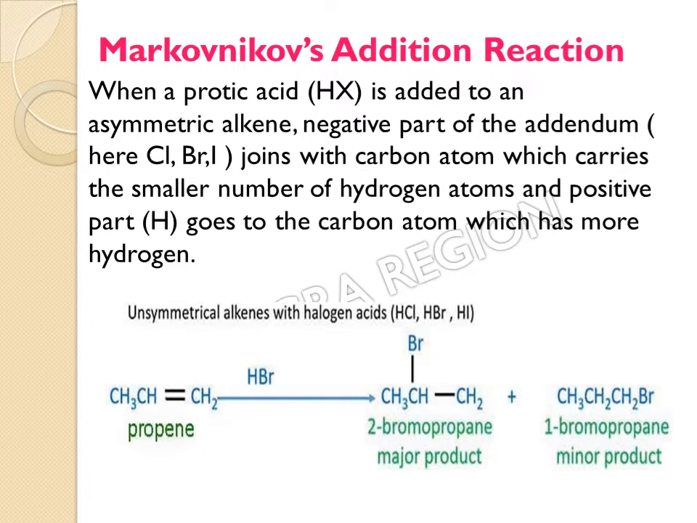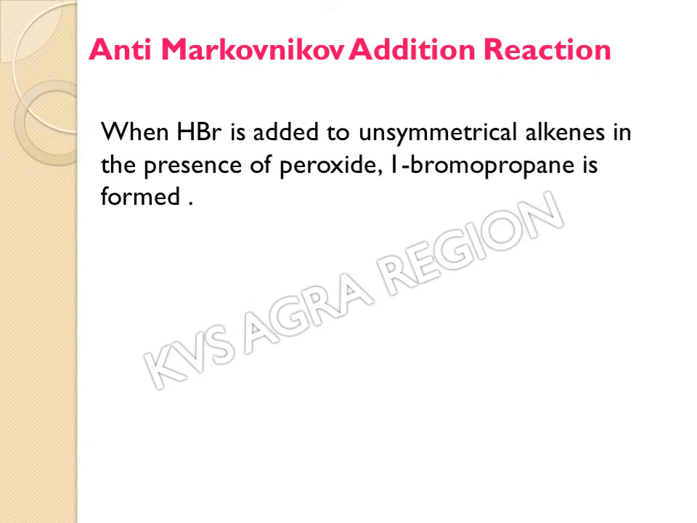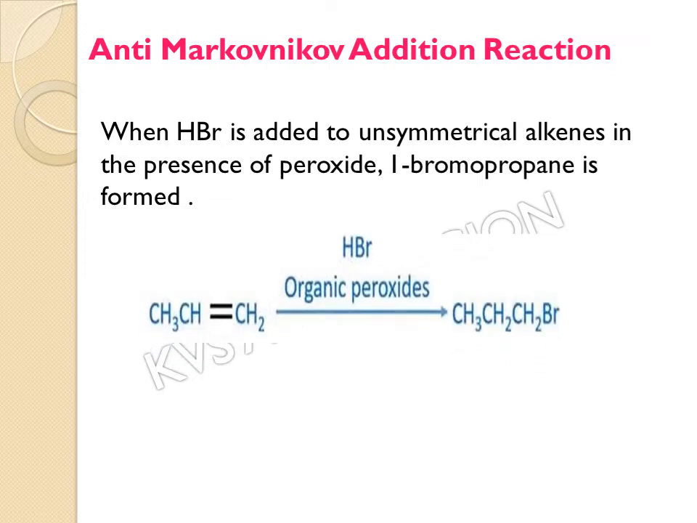Here we can see addition of HBr to propene gives rise to two products, 2-bromopropane as major product and 1-bromopropane as minor product. But when HBr is added in presence of peroxide, then it follows anti-Markovnikov addition reaction. That is, when HBr is added to unsymmetrical alkenes in presence of peroxide, 1-bromopropane is the major product. Here you can see propene reacts with HBr in presence of peroxide to give 1-bromopropane. Anti-Markovnikov's addition reaction is not applicable to HCl or HI.